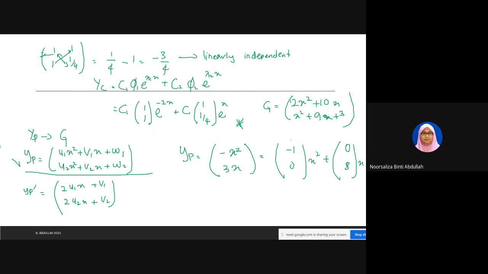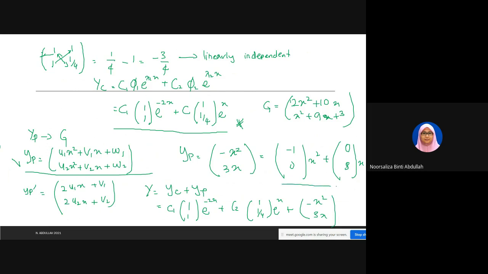So your general solution is y equals to yc plus yp. So yc awak is c1 e to the minus 2x plus c2 e to the 1 over 4 x, and then plus yp. YP saya ambil yang ini je, yp is minus x square plus 3x. It depends, kalau you nak pakai yang lain pun boleh, sama je. You stop sampai sini saja sebab dia tak bagi initial condition.